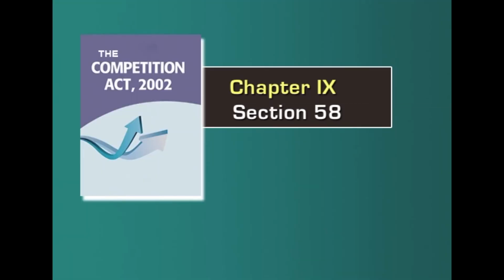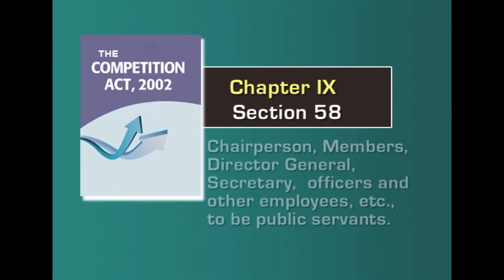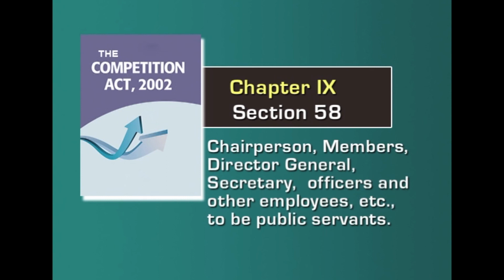The next section that is relevant for discussion is section 58, which talks about chairpersons, members, director general, secretary, officers and other employees, etc. to be treated as public servants. For the purpose of our understanding, the definition of public servants is more familiar seen from section 21 of IPC. The reason why they are treated as public servants is, at times no criminal prosecution can be allowed against a public servant when they are recognized as public servants under section 21 of IPC.